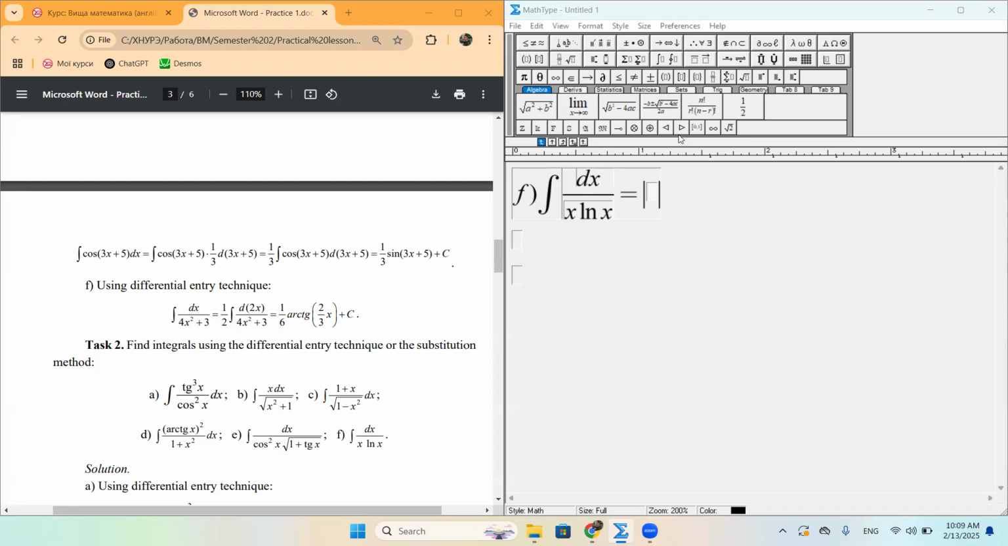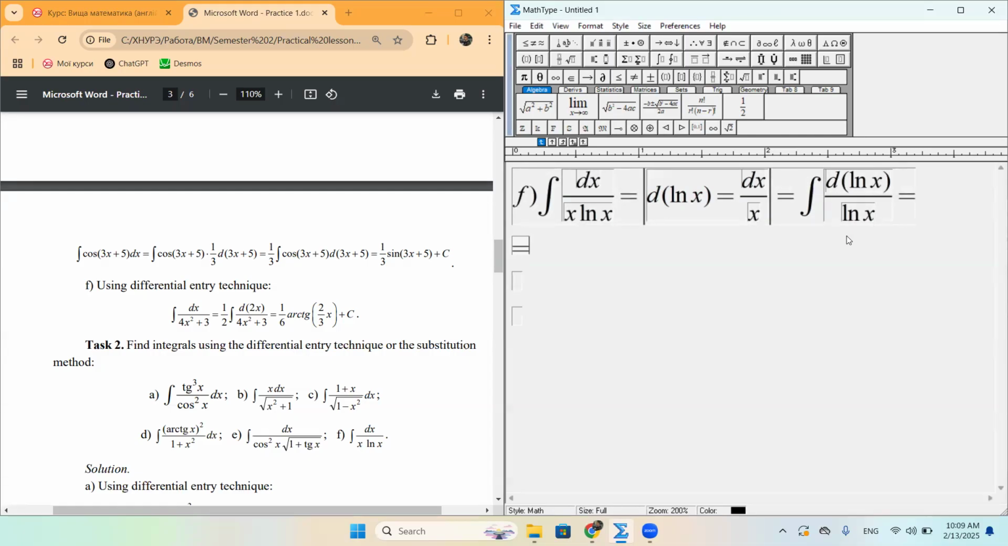I guess we can find the differential of ln x. Yeah, so actually here we have a differential of a logarithm. So correct, this is dx by x. So after some small transformations, we receive such an integral.